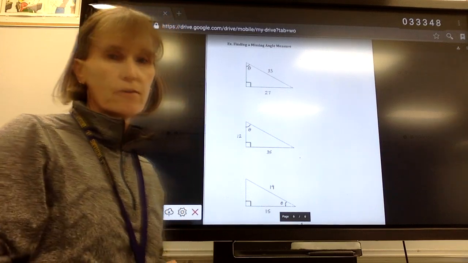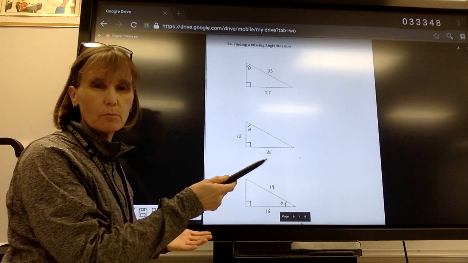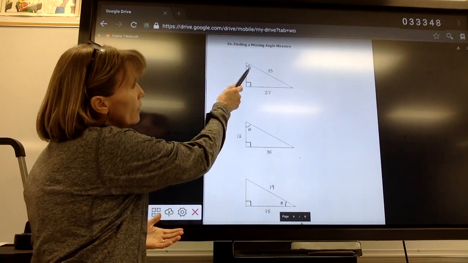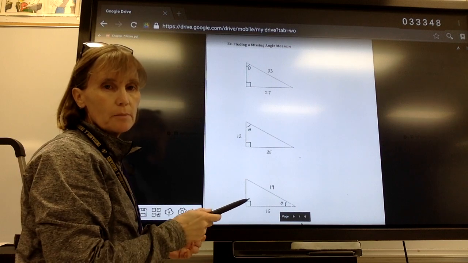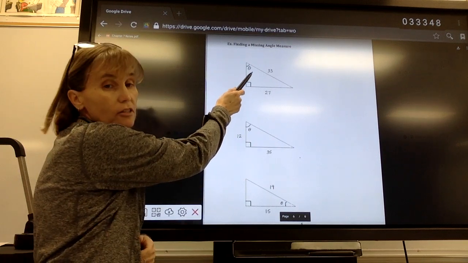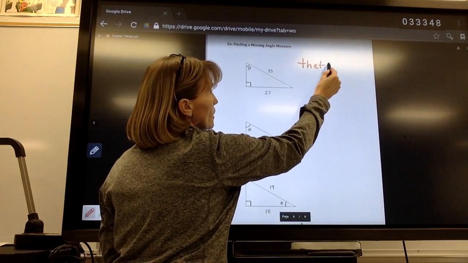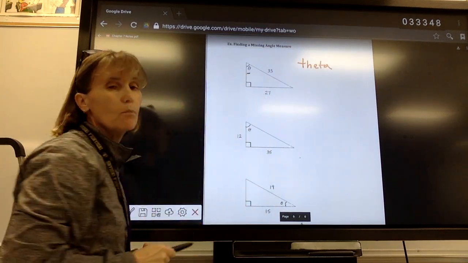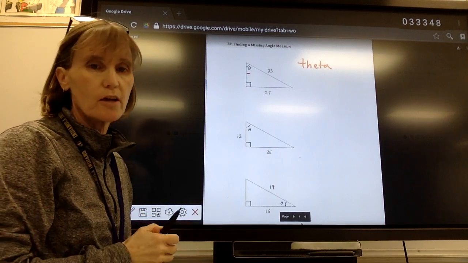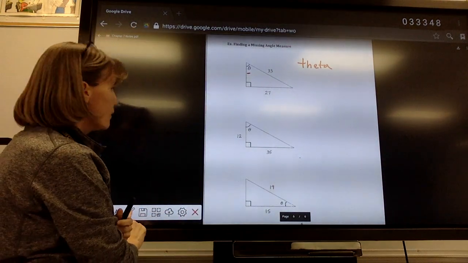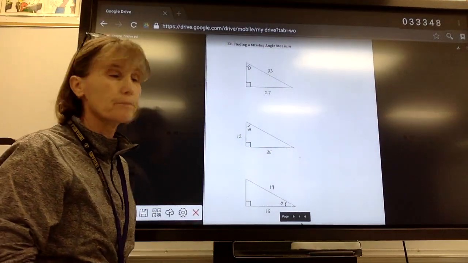All right, today we're going to find a missing angle measurement, and you're going to see a symbol that maybe you haven't seen before. Inside the triangle, we're going to ask you to find a specific angle measure. We typically use the symbol called theta. It's a Greek letter, and we use it to represent our missing angle measures, so the problem will ask you to find the missing angle measure, or find theta.